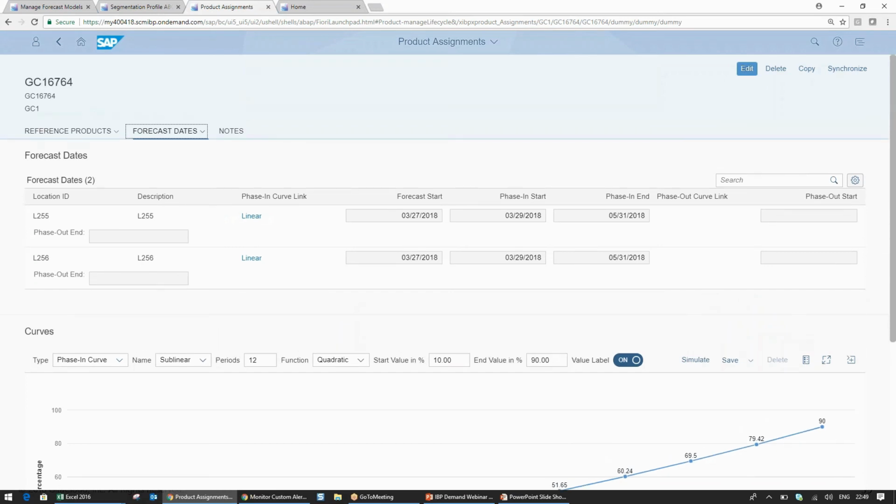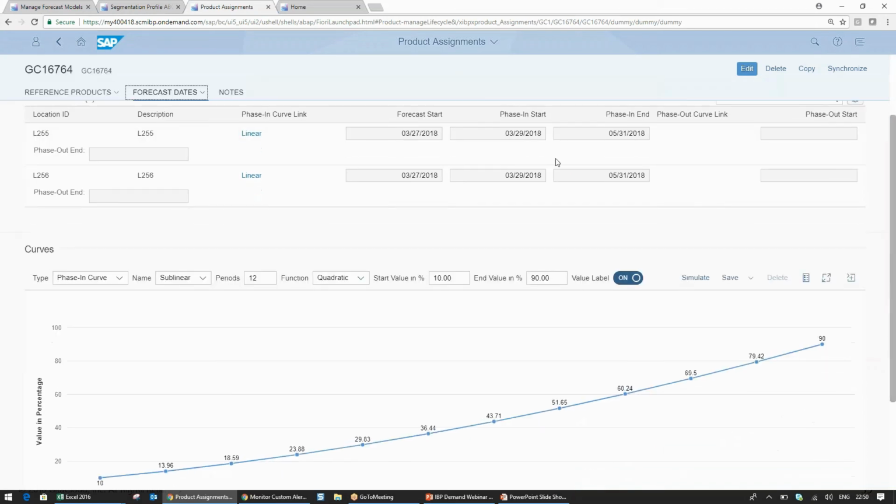You can create the dates, your forecast start date, phase in and phase out date. Your phase in date defines the date from which the new product is sold onto the market, whereas your phase out start will define from which date the product will be gradually taken out from the market. And you can also optionally assign curves to your new product. The curves will show you the expected demand development of your product during the phase in and phase out period that you have defined.